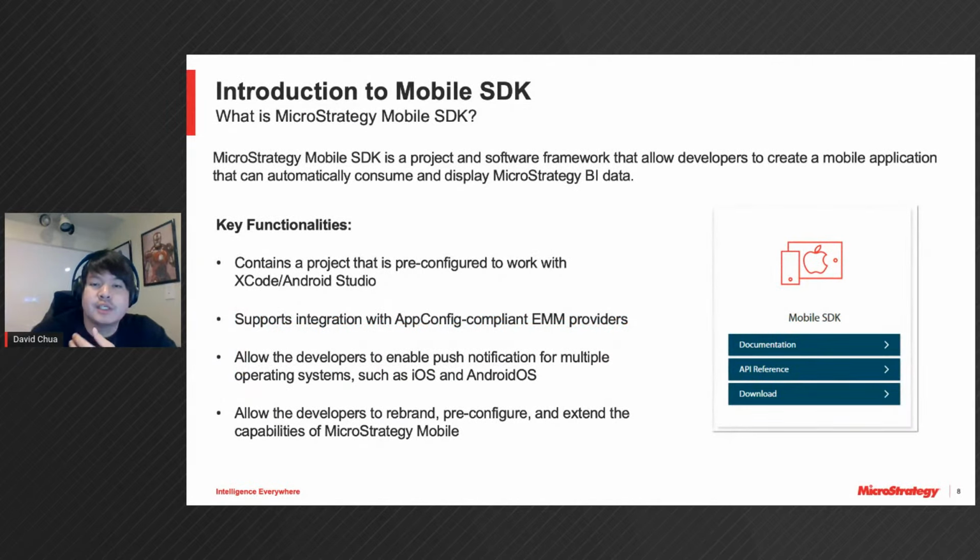So to start, what is MicroStrategy Mobile SDK? It is a project and software framework that allows developers to create mobile applications that can automatically consume and display MicroStrategy business intelligence data. Some of the key functionalities are that it's pre-configured to work with Xcode and Android Studio out of the box. Just make sure that you are downloading the correct download. It's also able to support integrations with AppConfig compliant EMM providers like MobileIron and BlackBerry. On top of that, developers are able to rebrand, reconfigure, and extend capabilities of the MicroStrategy Mobile SDK, including adding things like enable notifications.